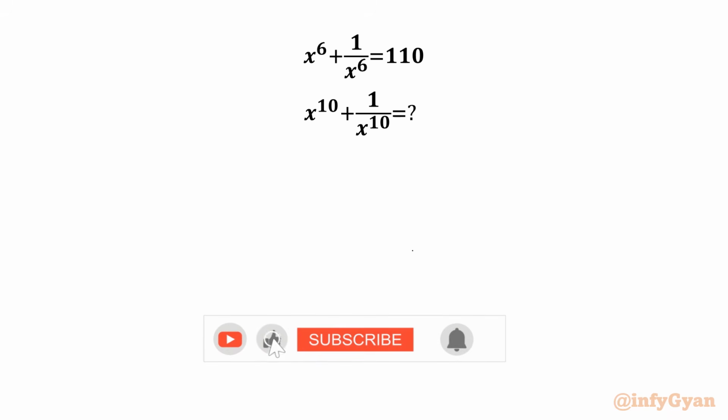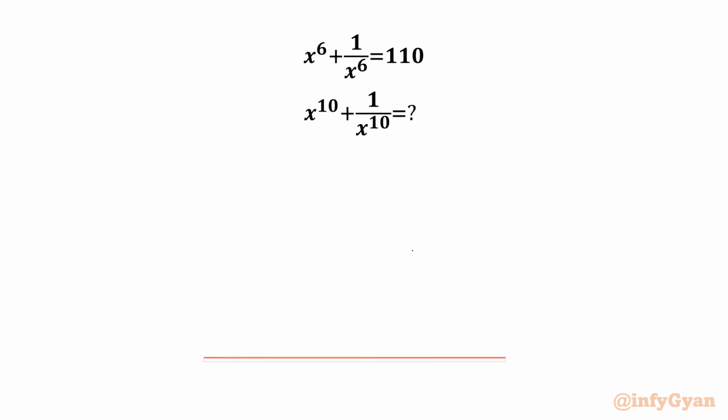Today in this video we are going to take up another very interesting question from reciprocal equations and expressions. We have x power 6 plus 1 over x power 6 equal to 110 and it is said to find x power 10 plus 1 over x power 10. At first glance it looks like a very tough problem, which is not true if you follow certain steps. Now I want you to pause the video right now and try this problem by yourself first.